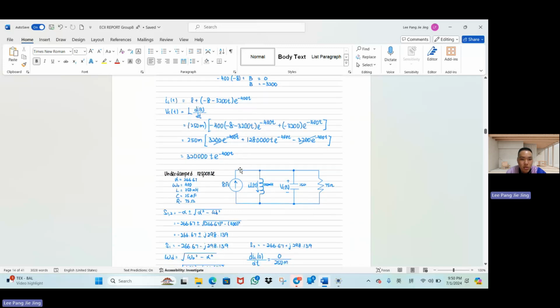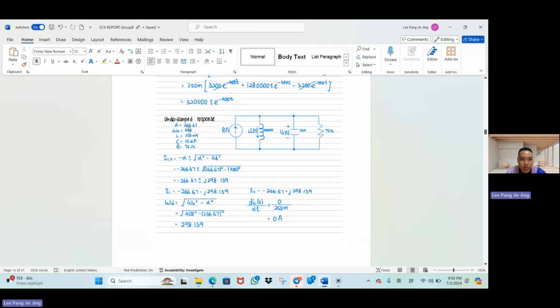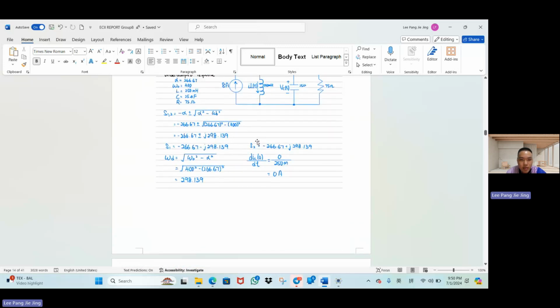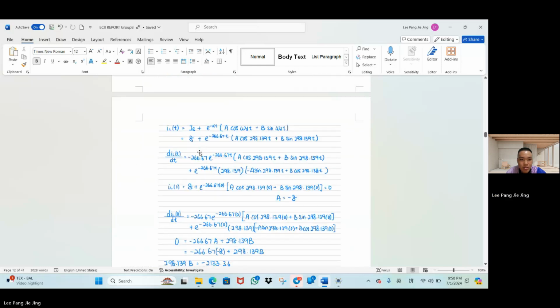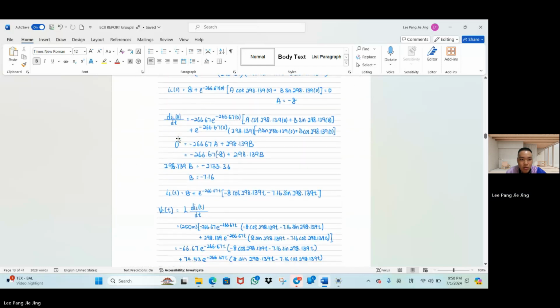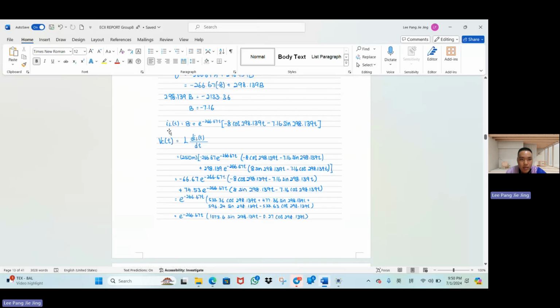The last one is the underdamped response. This is the manual calculation. The iL(t) expression for the underdamped response is this, and the vC(t) expression is this for the underdamped response.